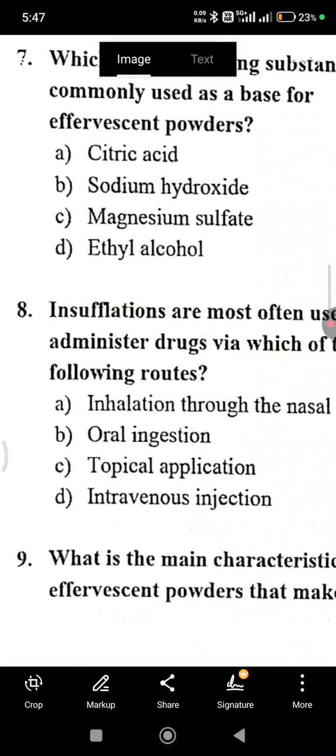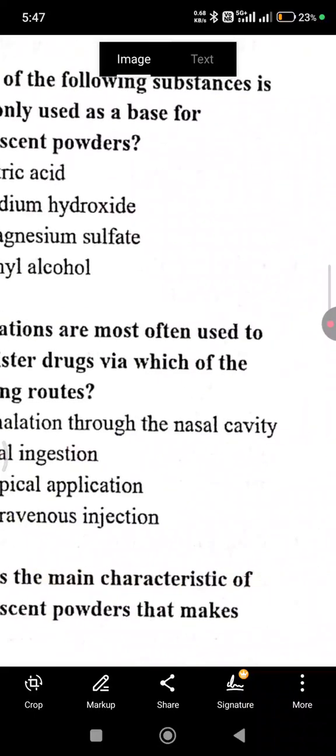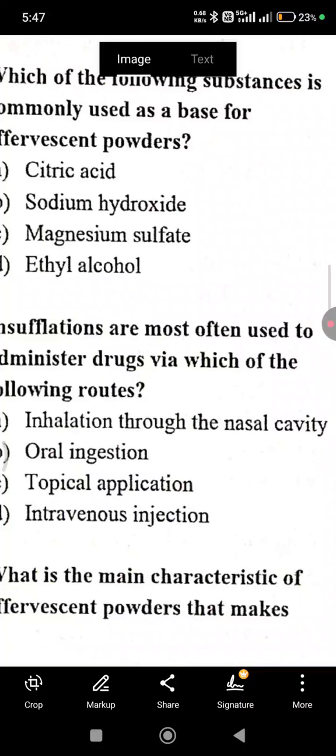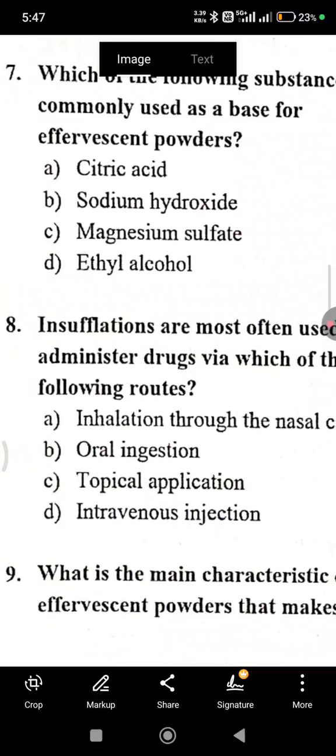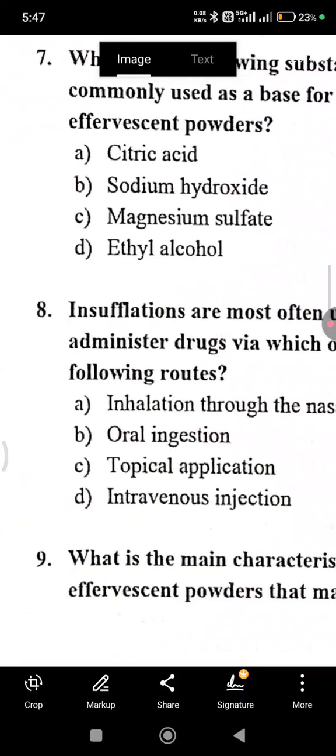Let's go to question number 8. Insufflations are most often used to administer drugs via which of the following routes? Option A, inhalation through the nasal cavity.